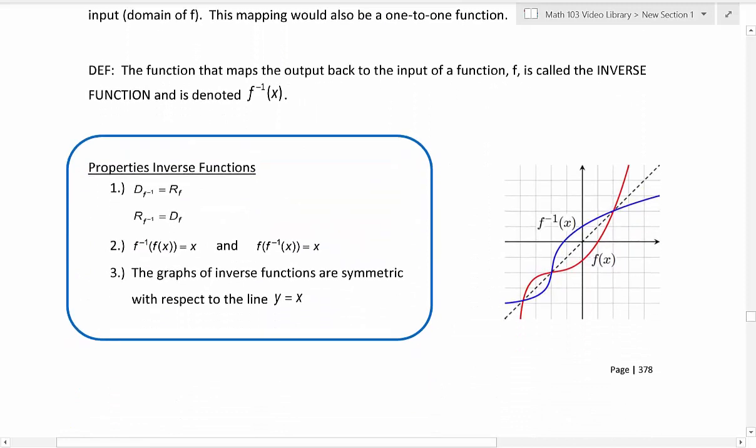Our third property is that the graphs of inverse functions are symmetric with respect to the line y equals x. And I have a diagram there to the right to show you that. Our dotted line is the line y equals x. We have one graph in blue, one graph in red. We can see that those two graphs are symmetric about the line y equals x.